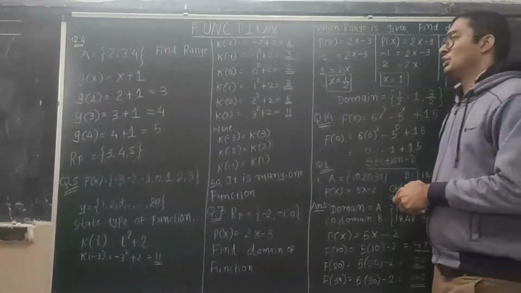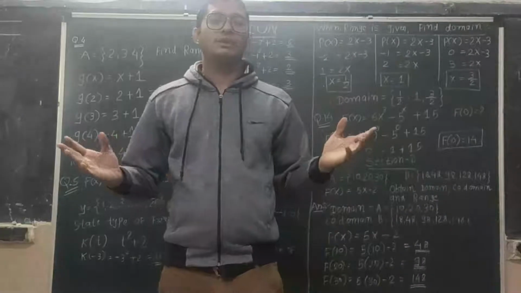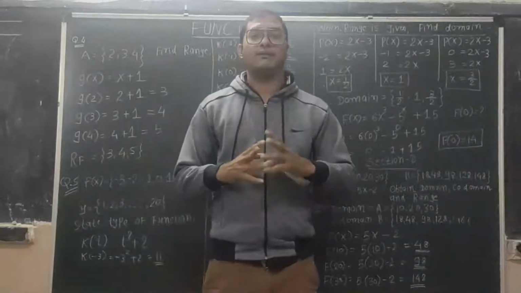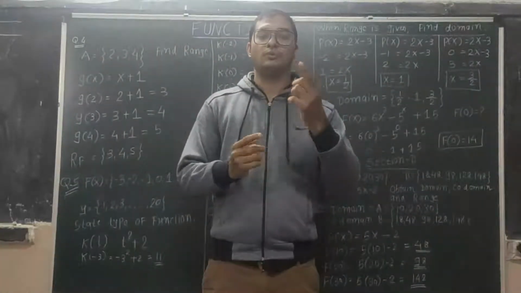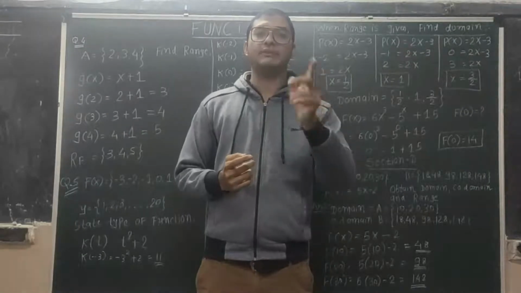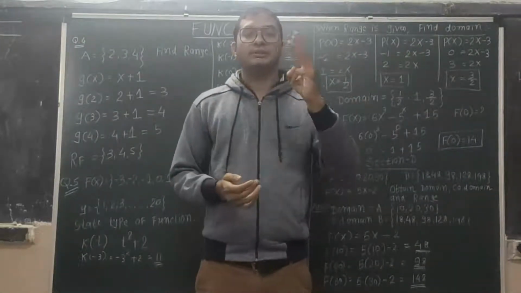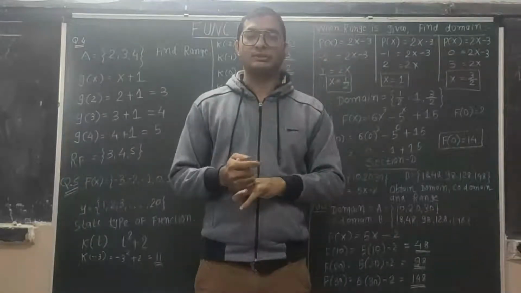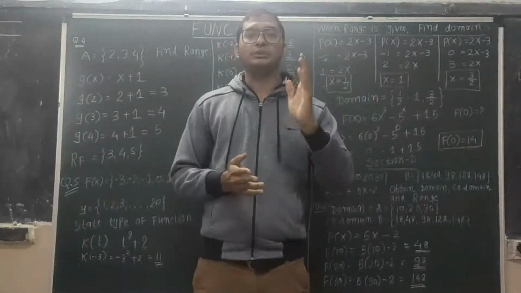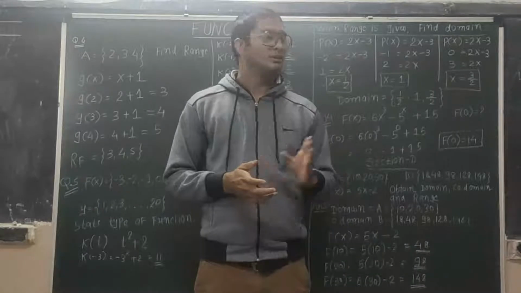That's it. So finally, we have completed these 5 questions with 4 different methods. First one, domain is given, find out the range. Second one, range is given, find out the domain. Third one, types of function equation. And fourth one, put the values of x in the equation.